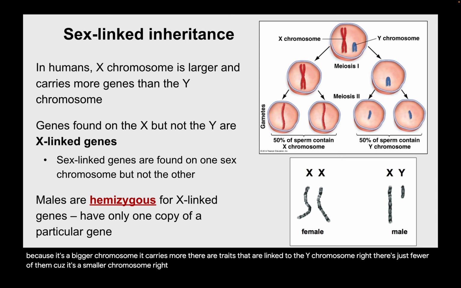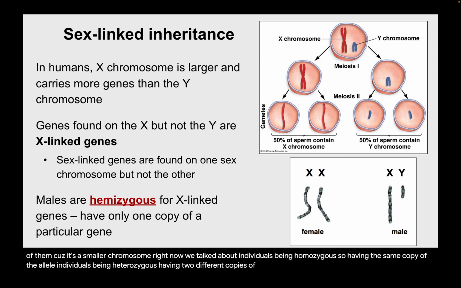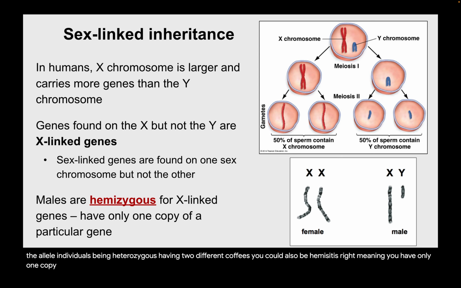Now, we've talked about individuals being homozygous, so having the same copy of the allele. Individuals being heterozygous, having 2 different copies of an allele. You could also be hemizygous, right? Meaning you have only 1 copy of a particular gene. All right, so this would be for males. We have an X and we have a Y. Males are hemizygous. Lots of words starting with H here.